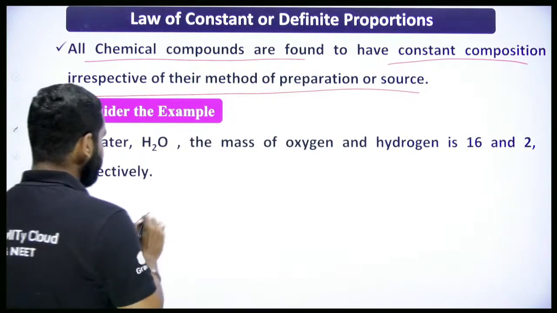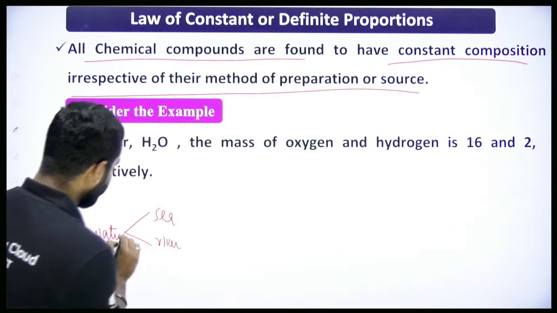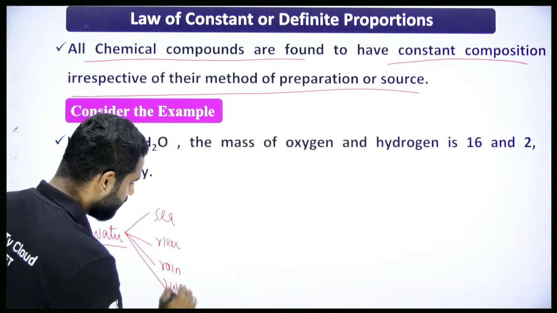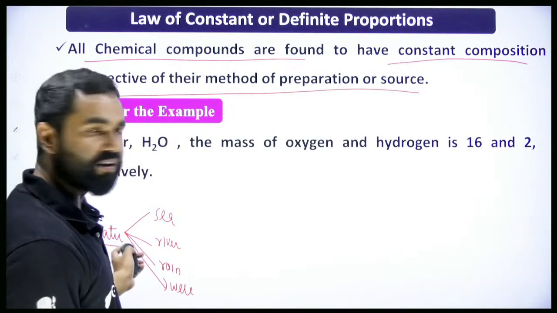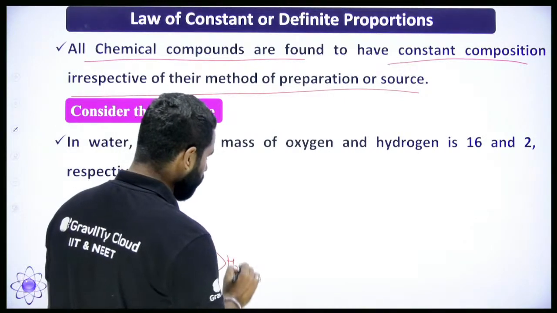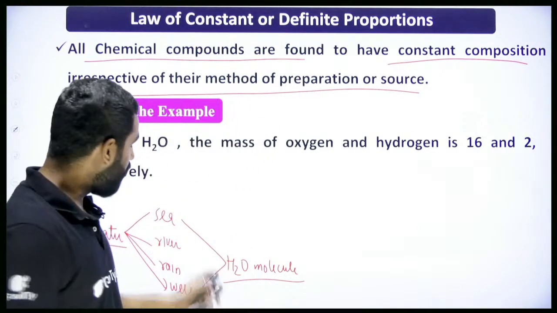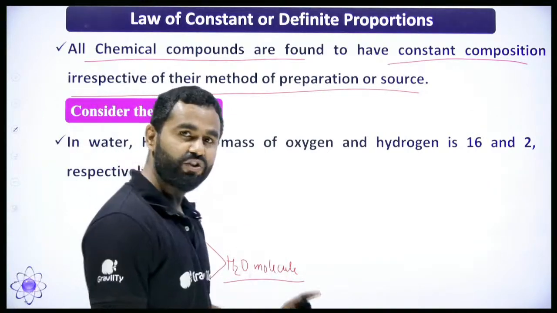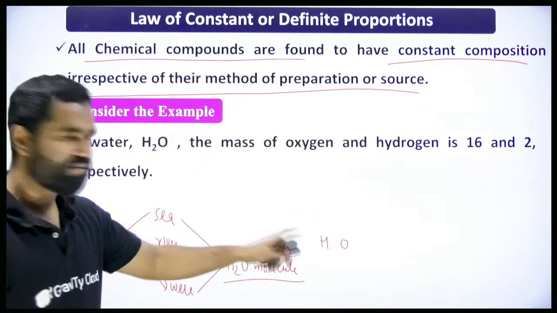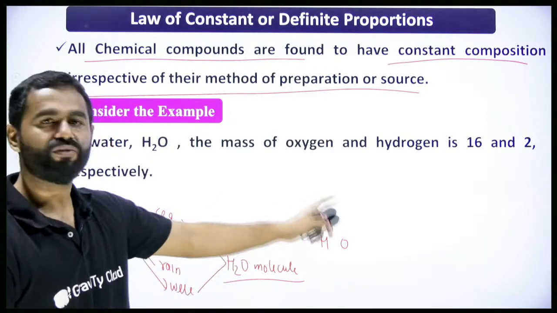now if I take water from, let's say, sea, or if I take water from river, or if I take water from rain, or let's say from well, right? If I take this water from any of the sources, it will always be having the H2O molecule. And we know in H2O molecule, hydrogen and oxygen, what is the ratio of their masses? In H2O molecule, what is the ratio of hydrogen and oxygen mass?